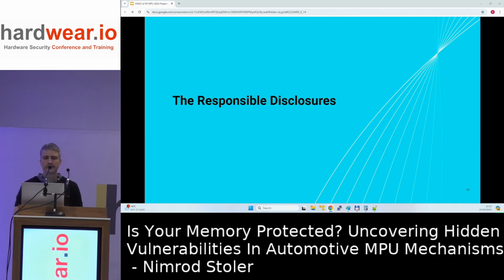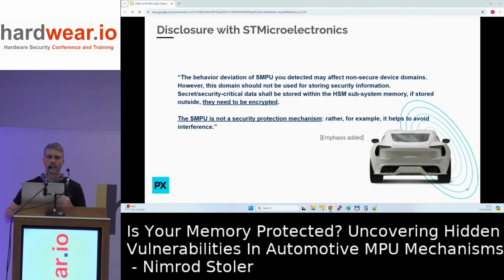That was the analysis of the two weaknesses and their impact. And of course, we proceeded to notify STMicroelectronics and NXP about those issues with a responsible disclosure. So after finding out about the weakness, we contacted the STMicroelectronics product security and response team with all the relevant information about the weakness.